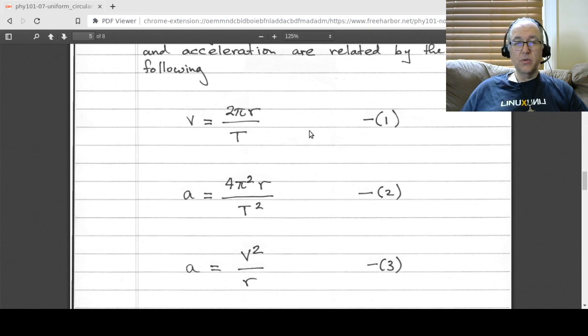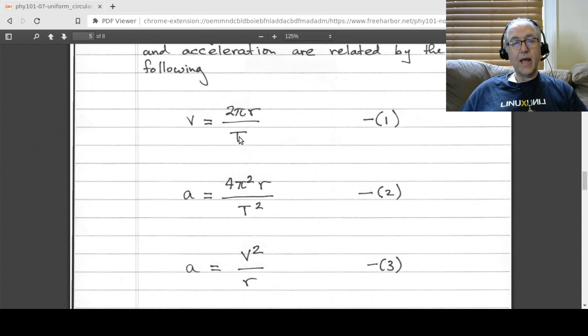So equations 1 and 2 give you the velocity in terms of r and, of course, T, and a in terms of r and T. Now, between equations 1 and 2, you can actually eliminate the period T, and if you do, you get equation 3. Equation 3 is not a new equation, but just like when I did 1D kinematics with constant acceleration, eliminating a time variable is very useful for some problems.